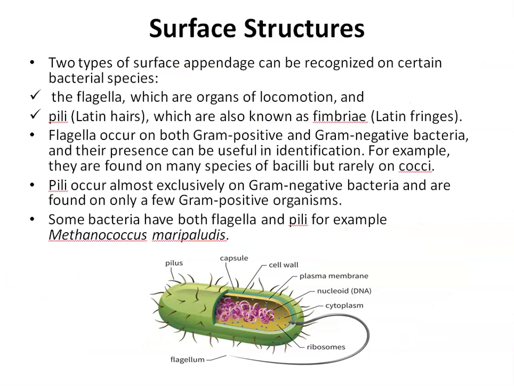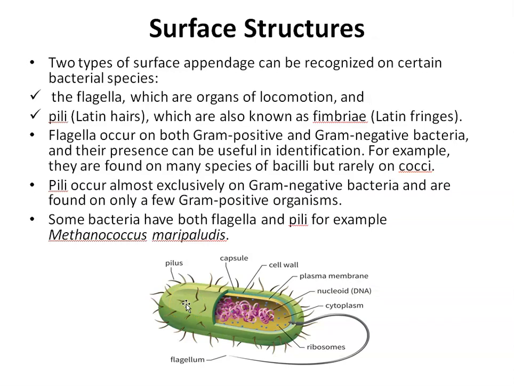Surface structures. In bacteria, 2 types of surface structures can be recognized. The flagella, this is a long thread-like structure, the flagellum, which are organs of locomotion. Flagella are organs of locomotion. And these small hair-like structures present all over the surface of the bacterial cell are pili, also known as fimbriae, right?